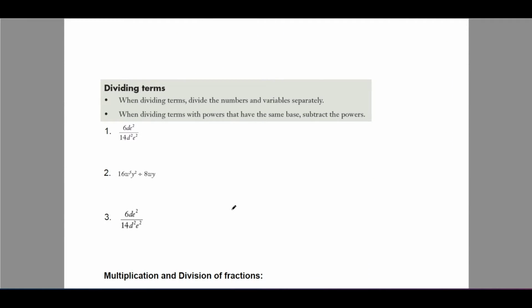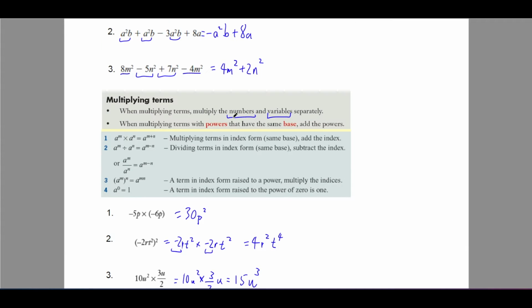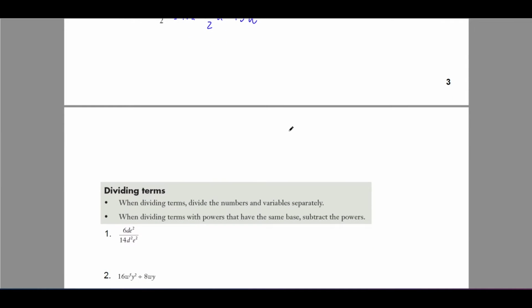The next one, you have to divide. So dividing is just the opposite of multiplying. When dividing terms, divide the numbers and variables separately. So just like how when you multiply two terms, you multiply the numbers and variables separately, right? So apply the same logic here. When dividing terms with powers that have the same base, you subtract the powers. So if you have something like 3 to the 6 divided by 3 to the 2, that's equal to 3 to the 4, okay? Do not try to divide the 6 by the 2. That would give you the incorrect answer. So to get the 4, you just do 6 take away 2.